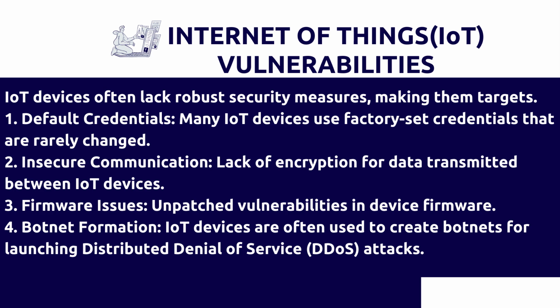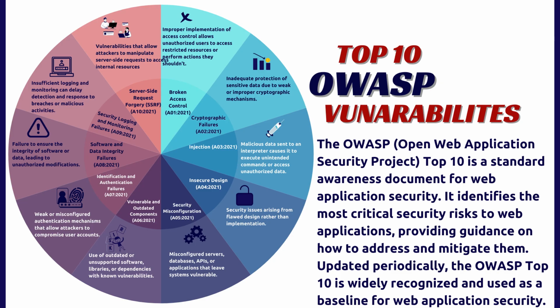The overview of OWASP Top 10 vulnerabilities. What is the OWASP? Open Web Application Security Project. Top 10 is a standard awareness document for web application security. It identifies the most critical security risks to web applications by providing guidance on how to address and mitigate them. Updated periodically, the OWASP Top 10 is widely recognized and used as a baseline for web application security.